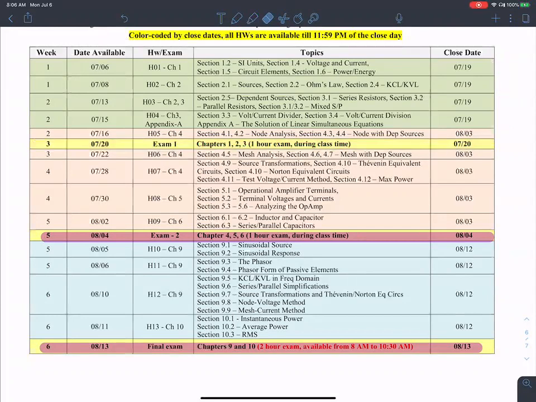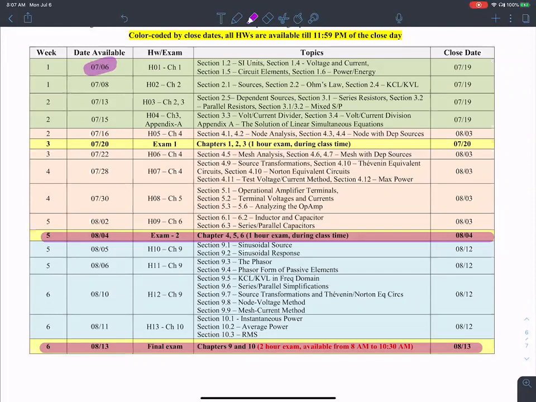So for the exam on 7/20, you have four homeworks that are due the day before. So this is going to be a pretty busy semester. On the 19th of July, you have four homeworks coming due. So it's a good idea to begin your homeworks today. One of the homeworks is going to become available today, right?